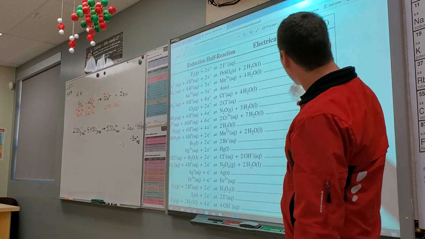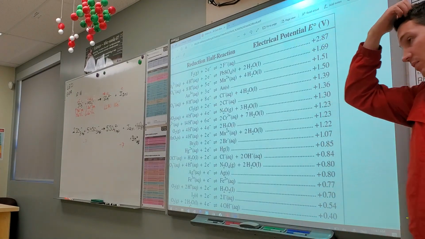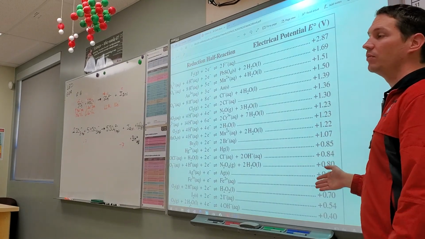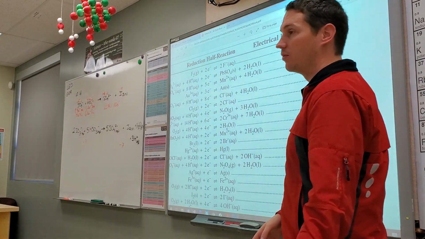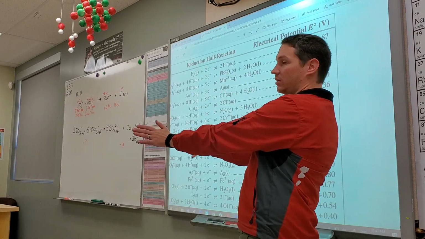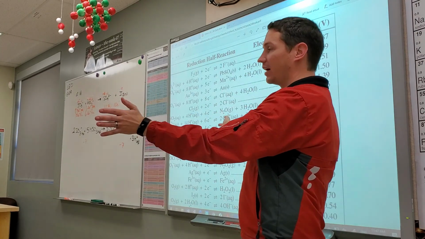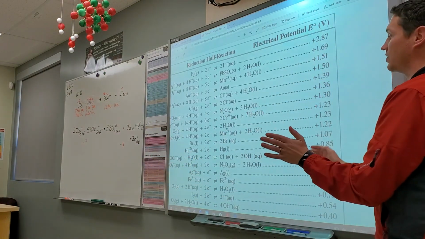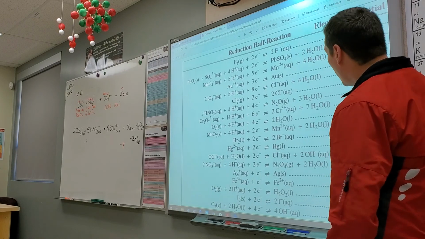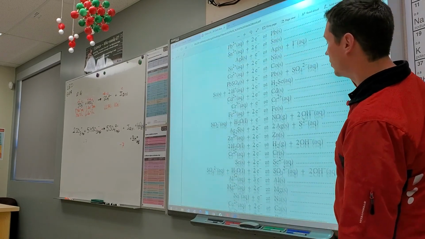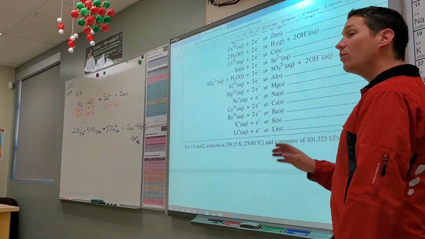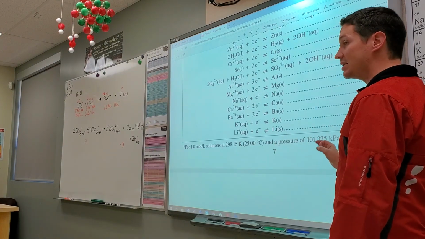Now over on the side, we've got voltages that are applied to them. I need you to know that we're not going to be dealing with these in chapter 13, but we will deal with them in chapter 14. After we have our chapter exam, then we'll start dealing with these voltages. But right now, all I need you to understand is every single one of these is written as a half reaction. There's really complicated ones, and then there's really, really easy ones.